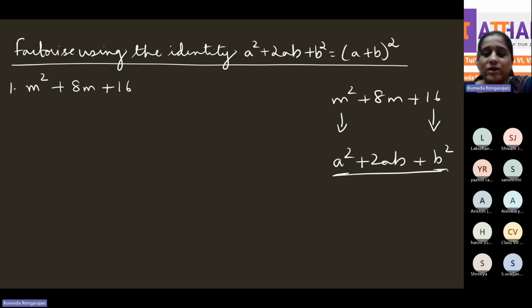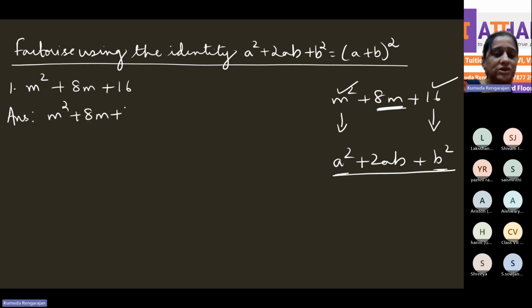Three terms here, a squared plus 2ab plus b squared. Here also you have two perfect squares and you have this term 8m, which you must check if it can be written as 2 into a into b. Okay, so we get started like this. Write out the expression given to you.